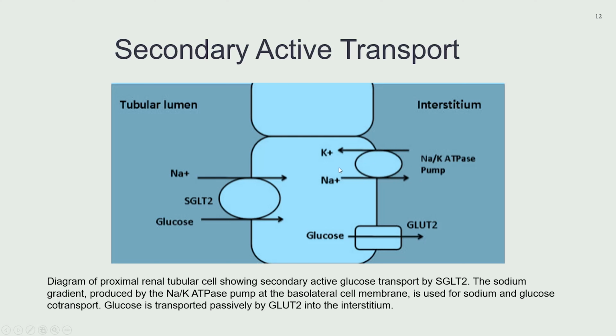That low sodium concentration will favor the entry of sodium from the urine into the cells, following its concentration gradient, and that sodium entry is linked to the entry of glucose into the cells using the sodium glucose linked transporter, SGLT2. And this is a classic example of a secondary active transport that is transporting two substances in the same direction. So it's called a symporter.